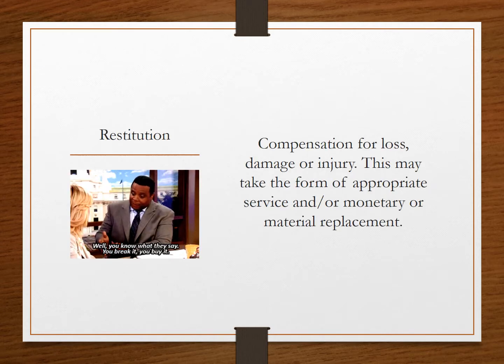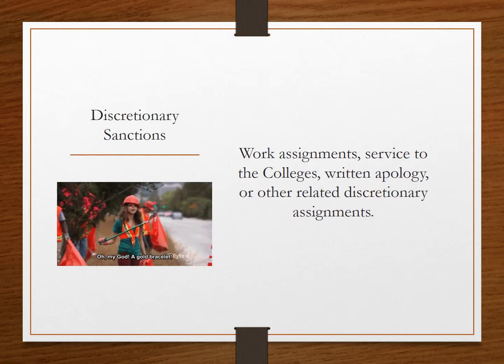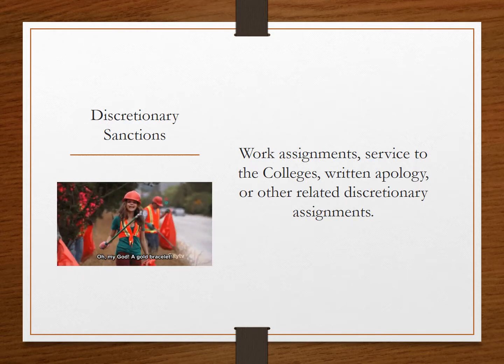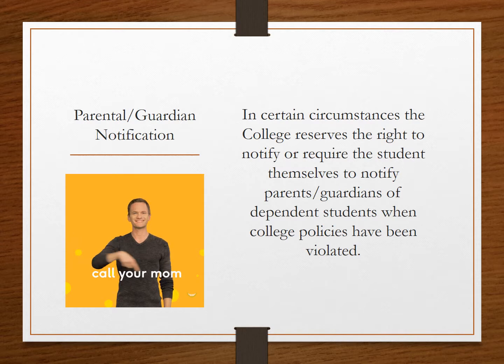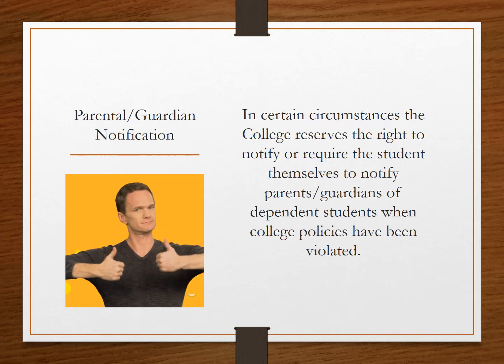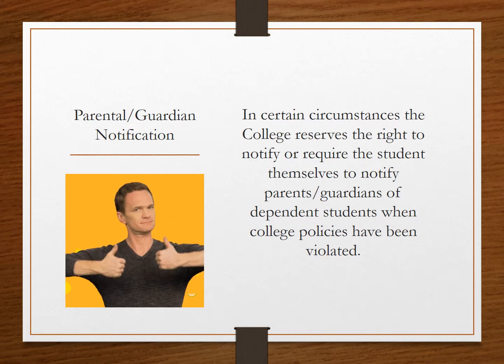Restitution: compensation for loss, damage, or injury. This may take the form of appropriate service and/or monetary or material replacement. Discretionary sanctions: work assignments, service to the colleges, written apologies, or other related discretionary assignments. Parental or guardian notification: in certain circumstances, the college reserves the right to notify or require the student themselves to notify parents and guardians of dependent students when college policies have been violated.